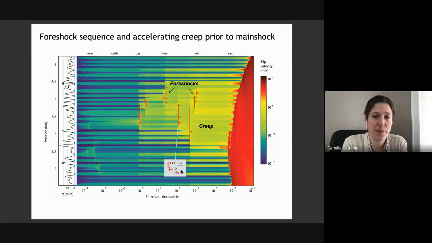between these neighboring asperities. So there is some cascade behavior going on, but if you zoom out and look at the whole picture, you see that there is a lot of creep happening, and indeed the amount of moment released by creep exceeds the amount of moment released by the foreshock. And so there isn't only a cascade process, but there is also a seismic slip.